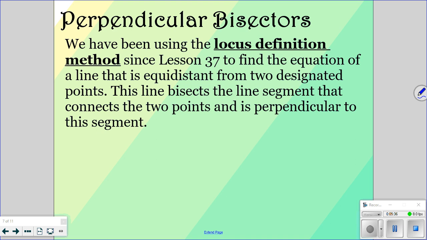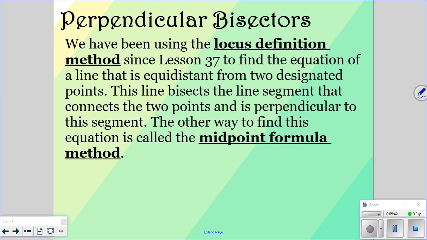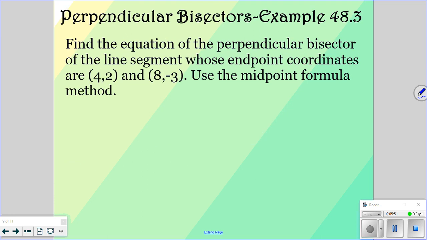So you're going to find the perpendicular slope and the midpoint of the 2 points that they give you. And that's going to be using the midpoint formula method because you're going to use the midpoint. So we're going to use the midpoint formula method to find the perpendicular bisector. So you've got to find 2 things. You need your midpoint.